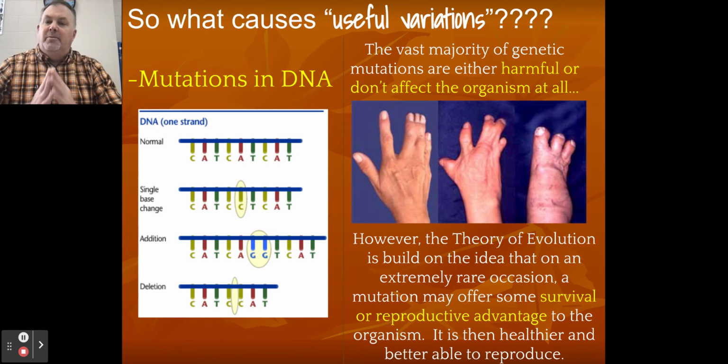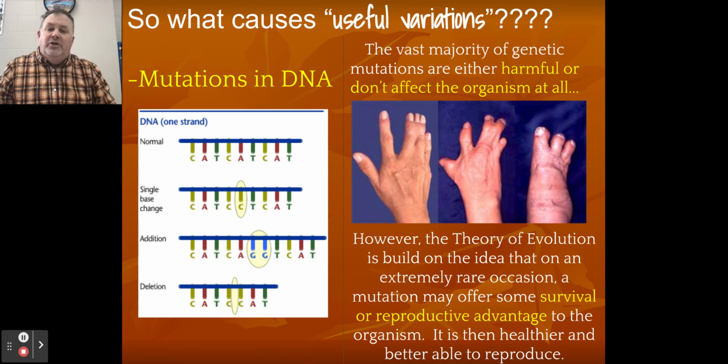So what causes some of these useful variations? Well, what Darwin knew back then compared to what we know now has dramatically changed. But he suggested these. We know what these useful variations are. They're mutations, and a vast majority of these genetic mutations are either harmful or don't affect the organism at all.